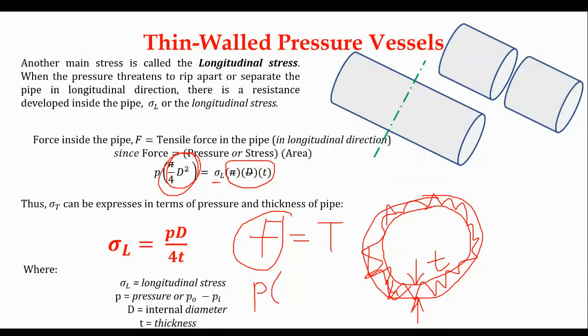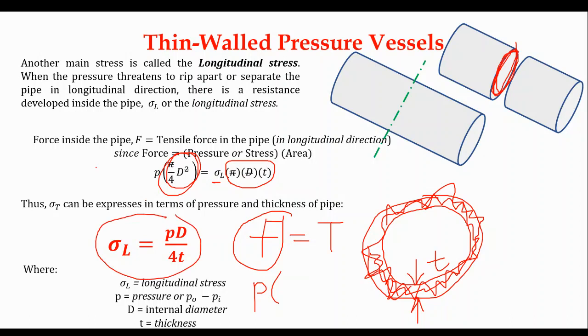Again, the area of the wall is this shaded part. That is the wall that keeps it from separating. So what is this area? It is the circumference of the circle times thickness. Right, pi d is the circumference times thickness. So, the d cancels out. What's left is this.